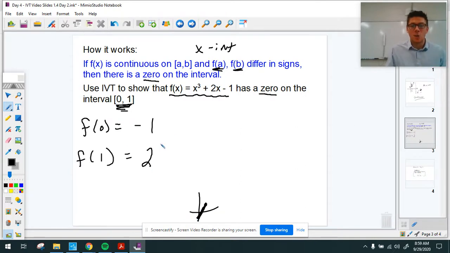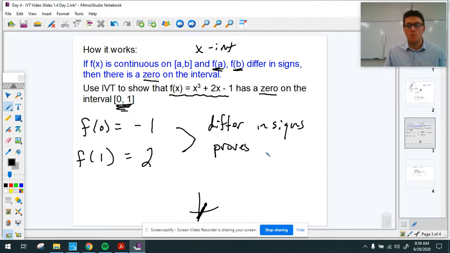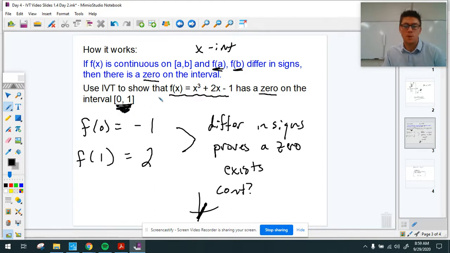Yes, right? Because these two differ in signs, it proves that there is a 0. It proves a 0 exists. Remember how I said this is called an existence theorem? It doesn't matter what it is right now. We're just saying that one does exist and it will take place. Last thing though, the question is: is it continuous? Because it's got to be a continuous function on this interval 0 to 1 in order for it to exist.